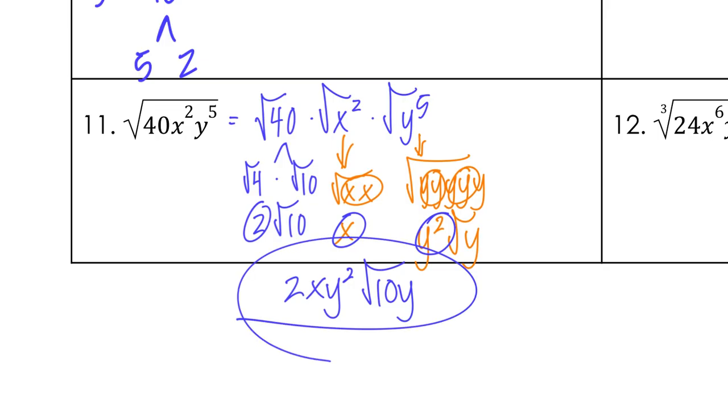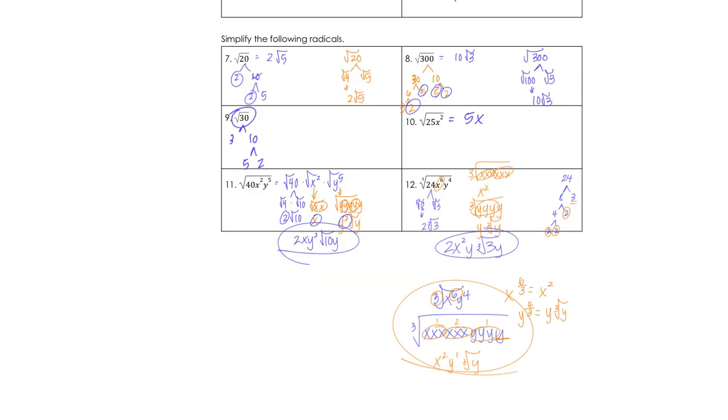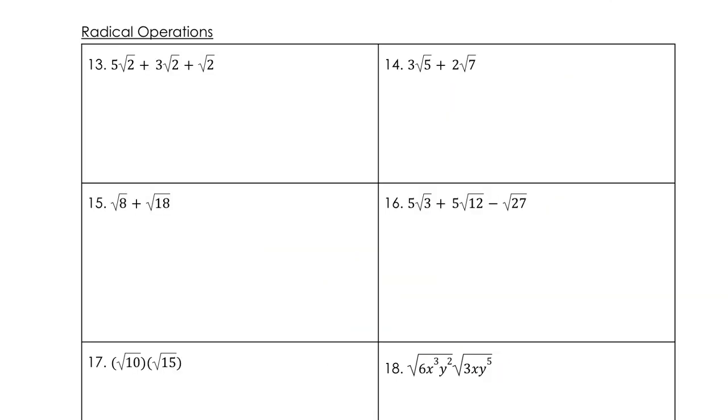Okay, try number 12. Ready, set, go. Okay, so our last section is radical operations. That's adding, subtracting, multiplying, and dividing with radicals. When we are adding or subtracting radicals, the radical has to be matching exactly, okay? So the number outside the radical can be different, but the actual radicals have to match.